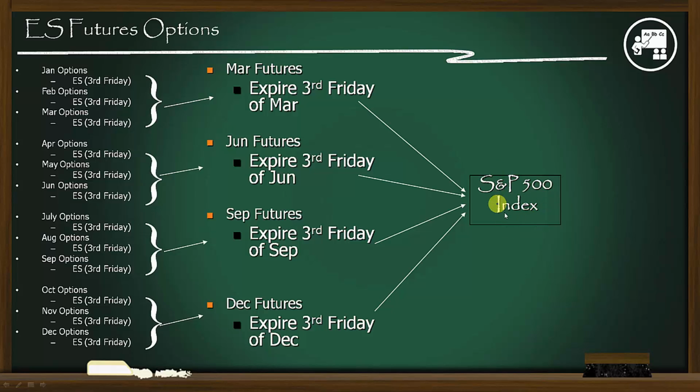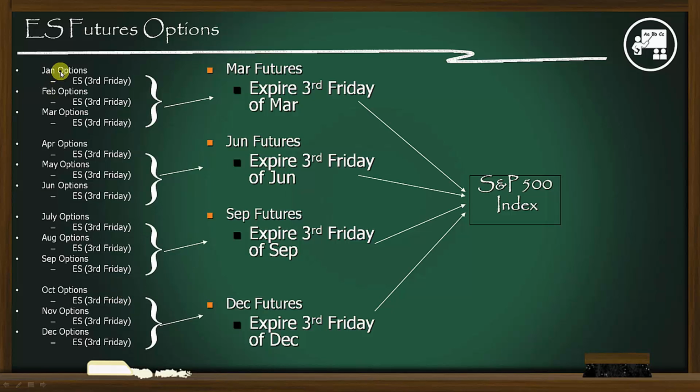This is the S&P 500 index. So we have the March futures, June futures, September, December. They will follow very closely to this index, although the March and June futures may have some difference in price. And we have the January option, February option, and the March option. They will be tagged to the March futures. The April, May, June will be tagged to the June futures, and so on.